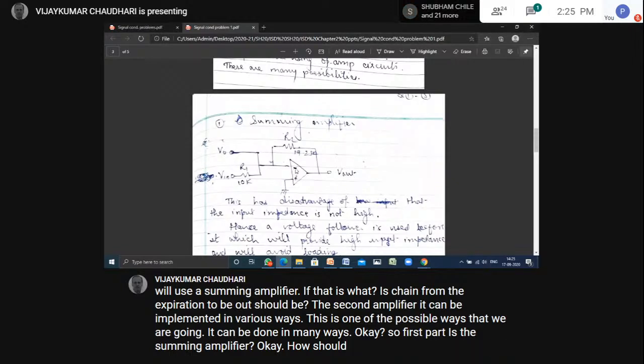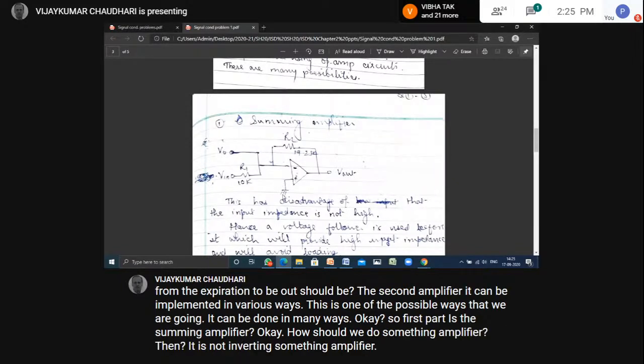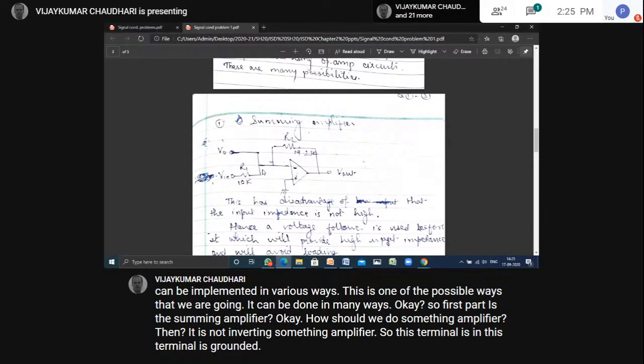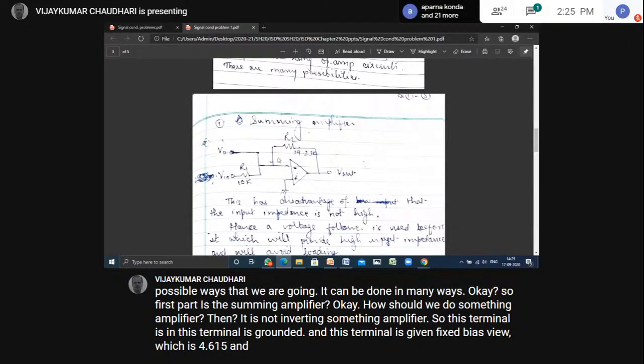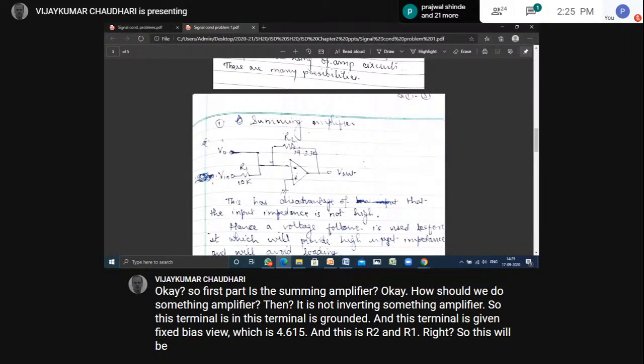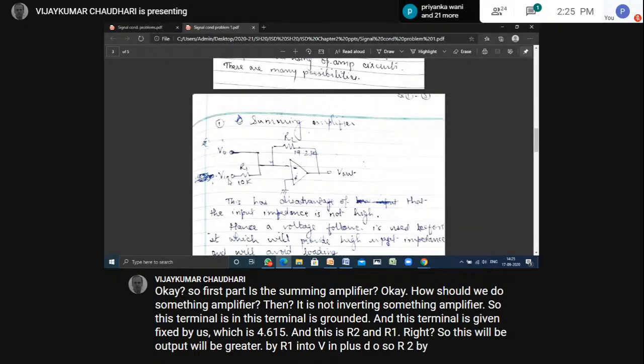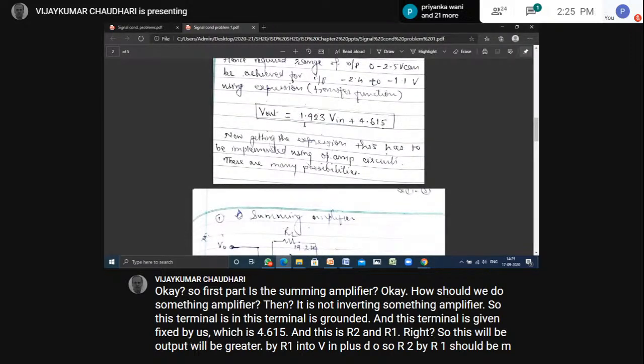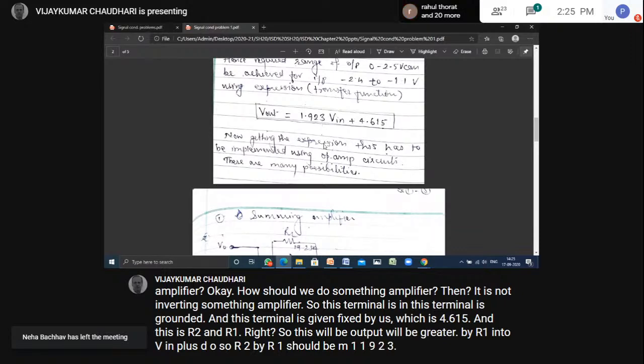It is a non-inverting summing amplifier. So this terminal is grounded, and this terminal is given a fixed bias V0, which is 4.615, and this is R2 and R1, right? So the output will be a weighted sum, R2 by R1 into Vin plus V0. So R2 by R1 should be 1.923. Are you getting me?